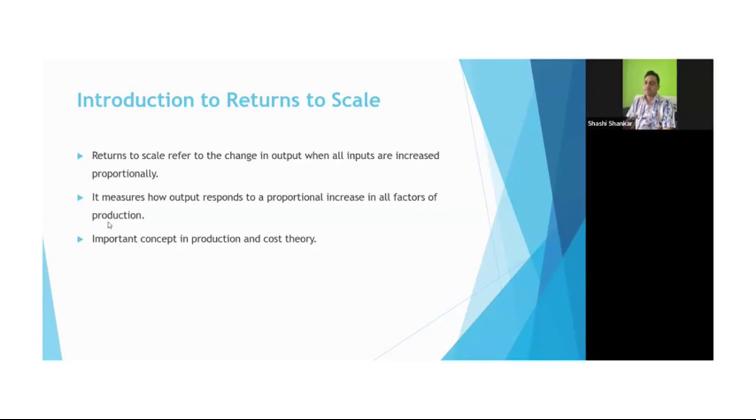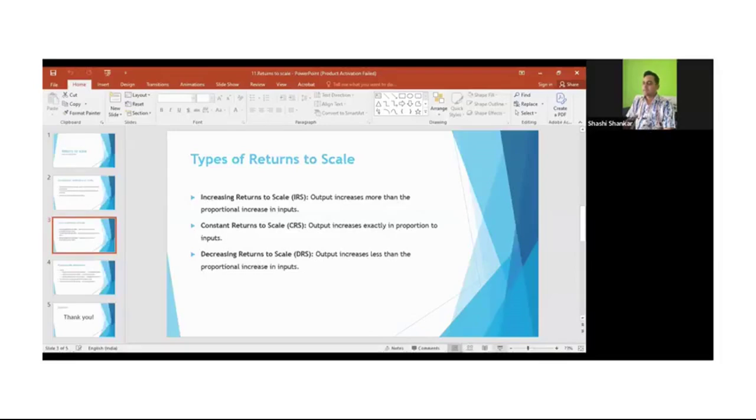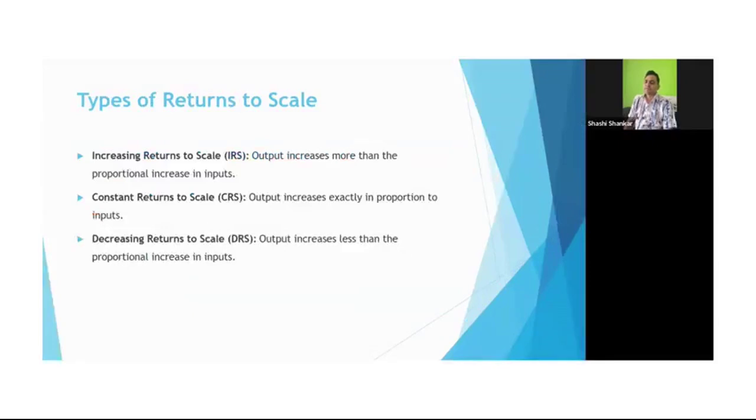Moving to the next, that is types of returns to scale. Normally we study three types. One is increasing returns to scale, second one is constant returns to scale, and third one is decreasing returns to scale. In increasing returns to scale, output increases more than the proportional increase in input. So input could be land, capital, anything related to production.